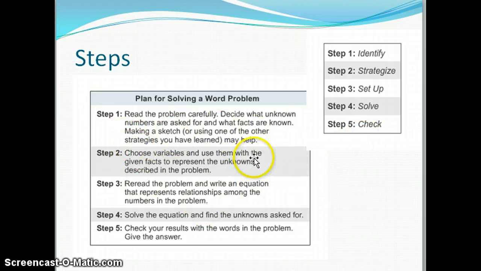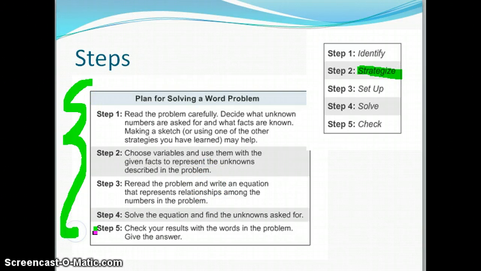Now, in steps 1, 2, 3, 4, and 5, this focuses more on when our strategy would be to solve an equation. So what we have here is 1, read the problem, decide what unknowns are asked for. So what are your variables? What are you going to be looking for? And then choose those variables for step 2 and use them with the given facts. Now we'll do this together, but this is important. Once you choose a variable, it has to connect to some sort of information there.